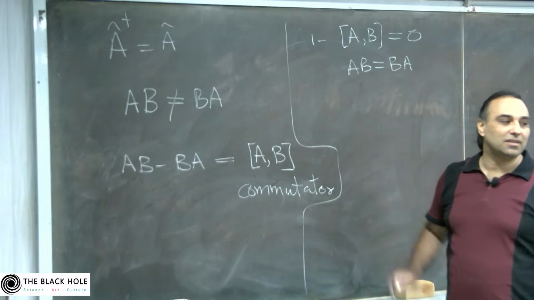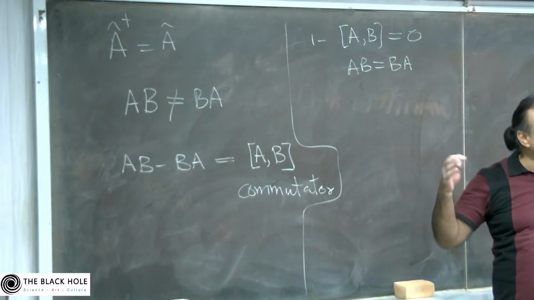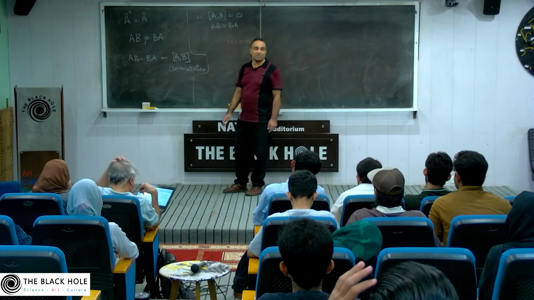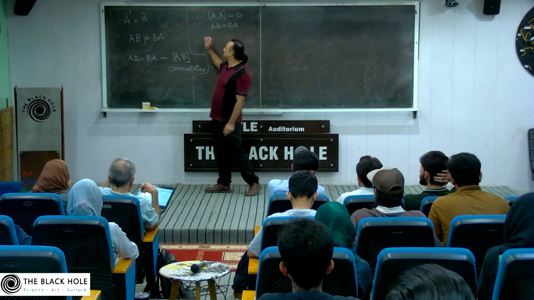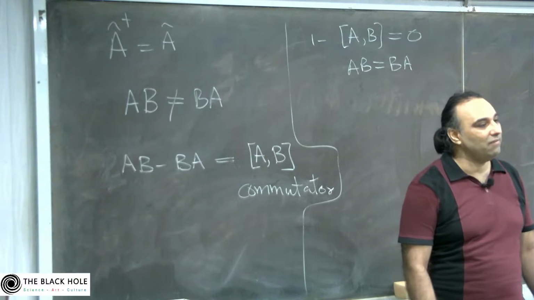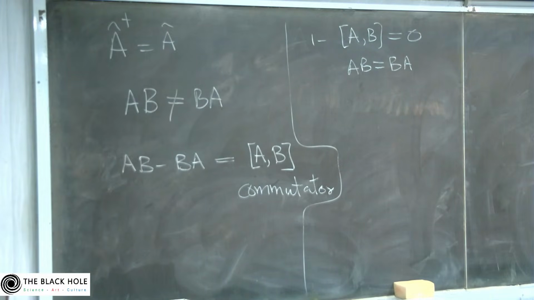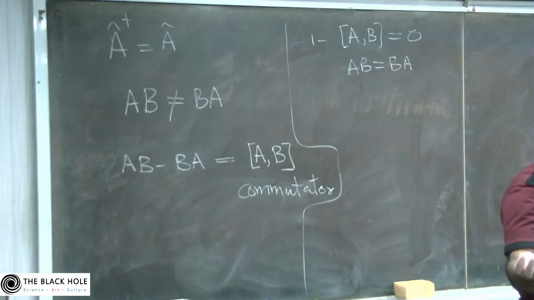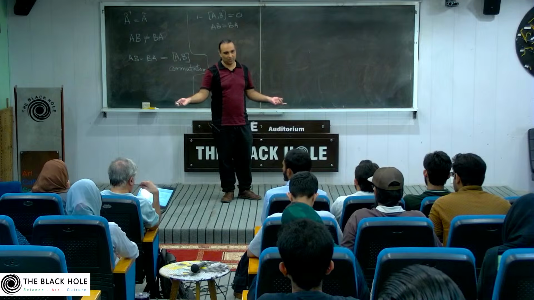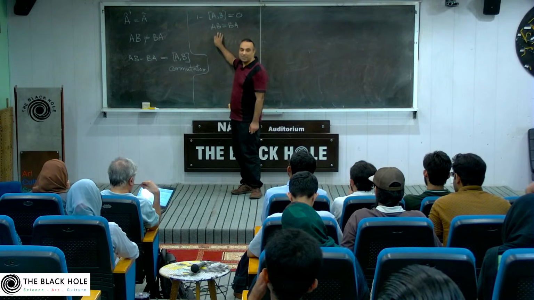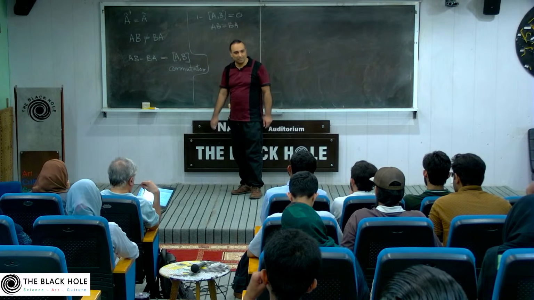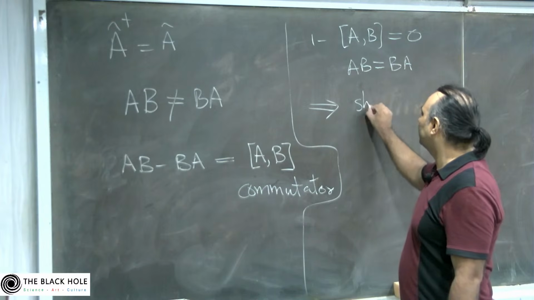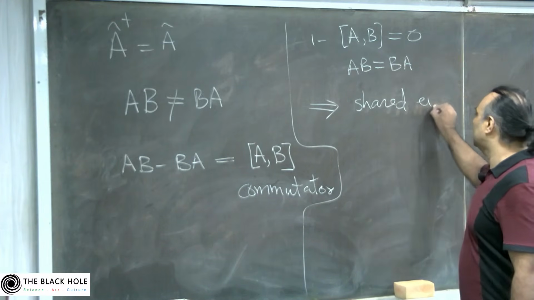So what happens if they commute? We have a Hilbert space, we have two operators in that Hilbert space, and we are going to see what happens if they commute. If they commute, the good thing is that they'll have a set of shared eigenstates. In general, the set of eigenstates of one operator is different from the eigenstates of another operator. But the good thing is, if they commute, they share their eigenstates. So the consequence is shared eigenstates.